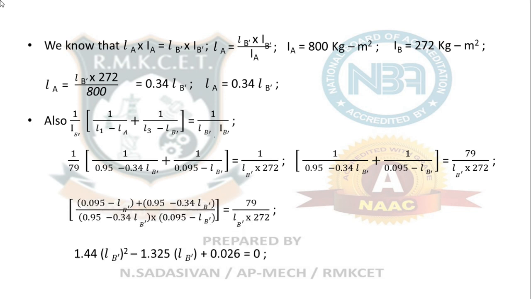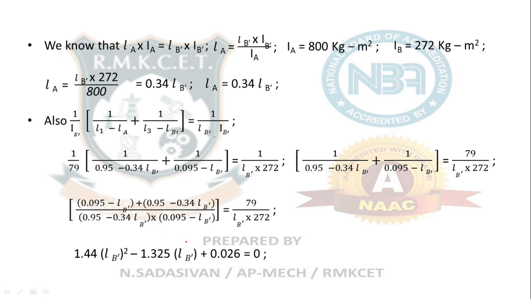I will end up with a quadratic equation: 1.44 LB dash square minus 1.325 LB dash plus 0.026 equals 0. If you do not do this calculation, you cannot know whether it is correct or not. You have to take LCM, multiply, take common factor outside, adjust it and get this equation. Because this is a PPT, I am not doing all that. You have to do it with your hand. Please try it. So I am getting a quadratic equation.